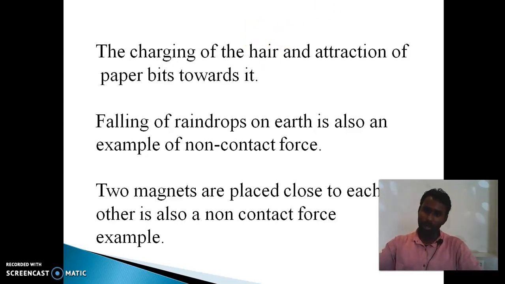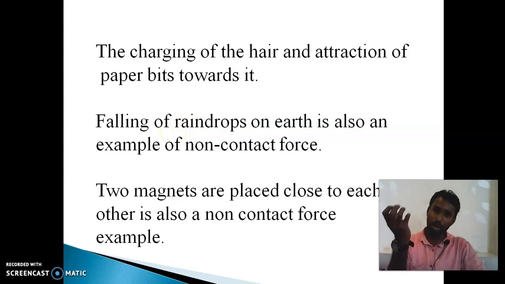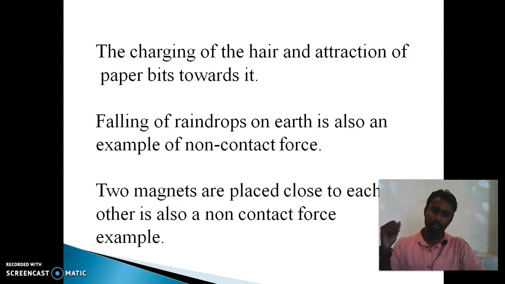Next one: the falling of raindrops on the earth is also an example of non-contact force. Imagine the cloudy stage. When the rain is coming, there is no contact force between the raindrops and the earth, no physical contact with each other. Then how does it fall down? Because of the gravitational force. Due to the gravitational force only, there is a strong pull, right? The gravitational force is a strong pulling force towards the center of the earth, right?